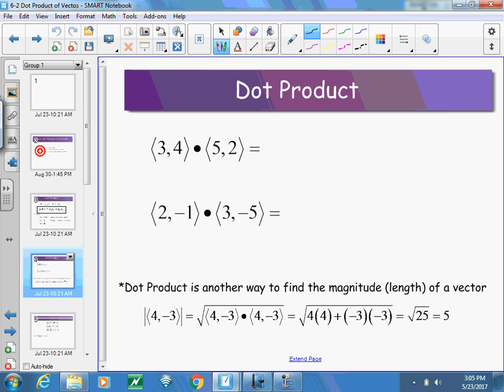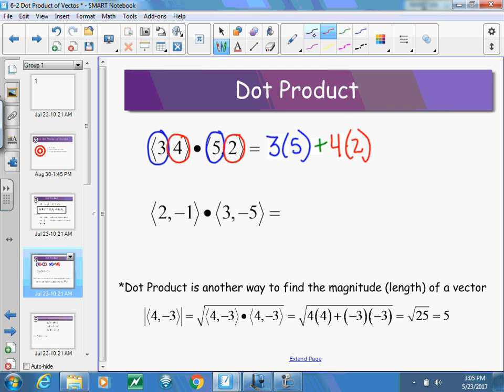So here is an example of using the dot products. Like I said, we're going to take the first components and multiply those together. So I'm going to take 3 times 5, and then I'm going to add it to the second components multiplied together. So then we'll add it to 4 times 2. So 3 times 5 gives us 15, and then we're going to add on 8 to it. And so our dot product here is 23.